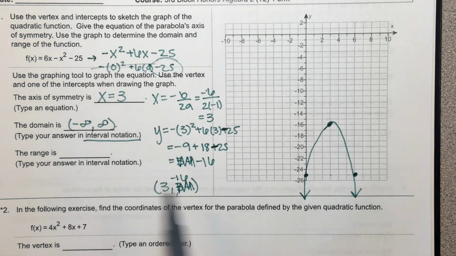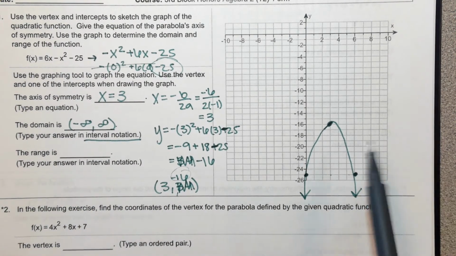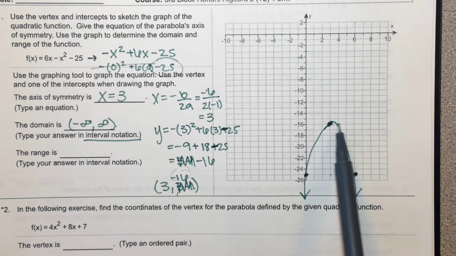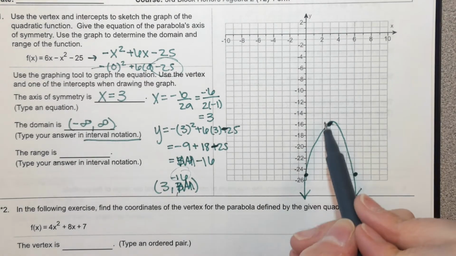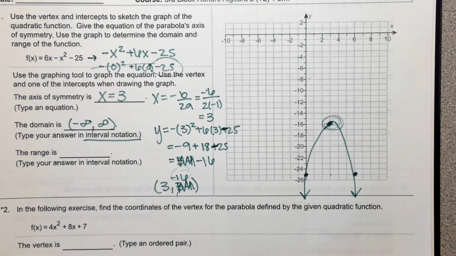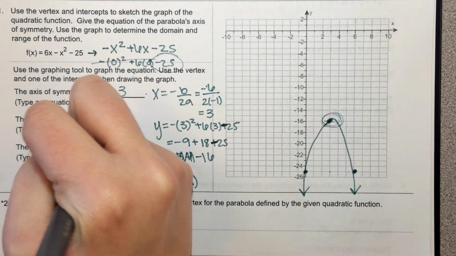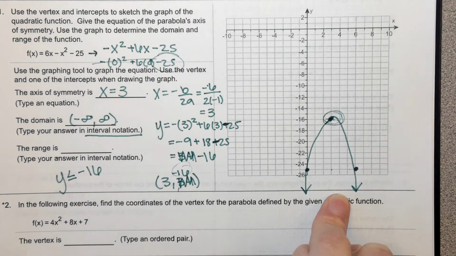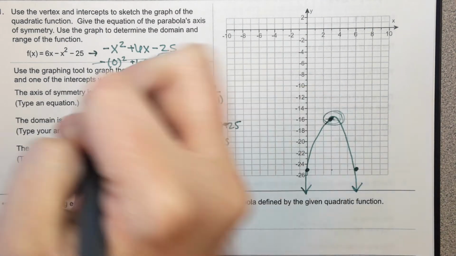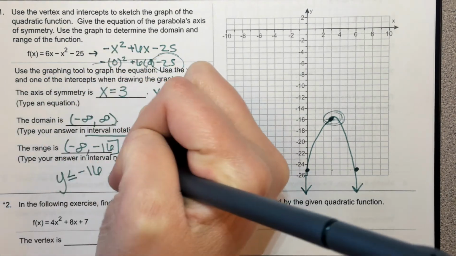Okay. Now we have our y value, so we can find our range. So we have a maximum here, so this is the highest value. So that means that our y values are going to be lower. So our y's are going to be less than this quantity. And if it helps you to think of it as an inequality first, you can. So y is going to be less than or equal to negative 16. But we have to do that in interval notation. So that's negative infinity, comma, negative 16 with a bracket.